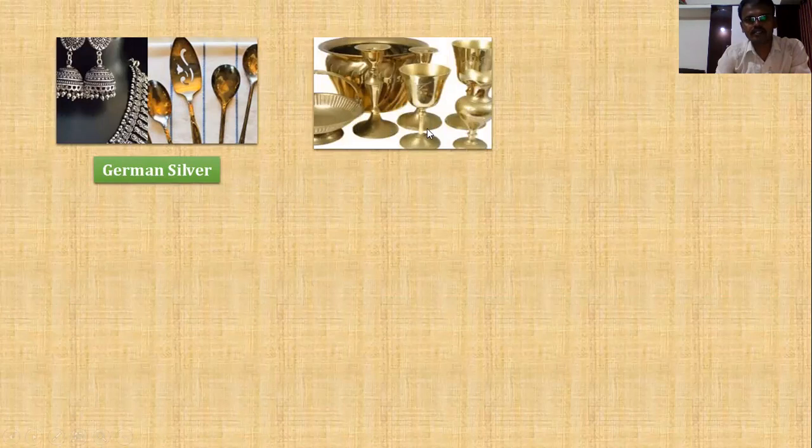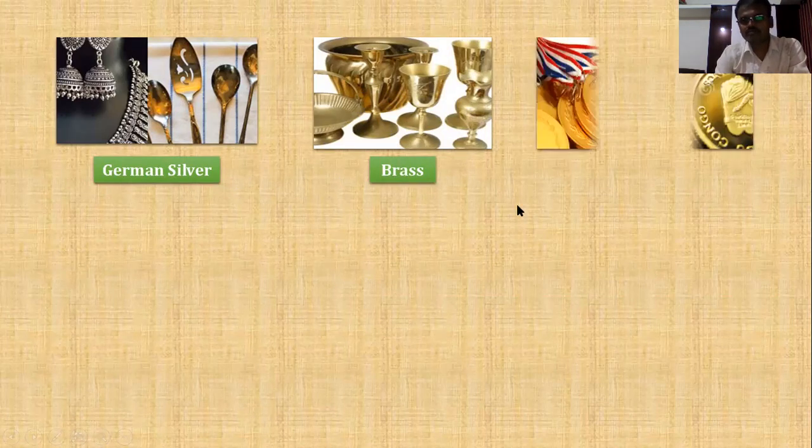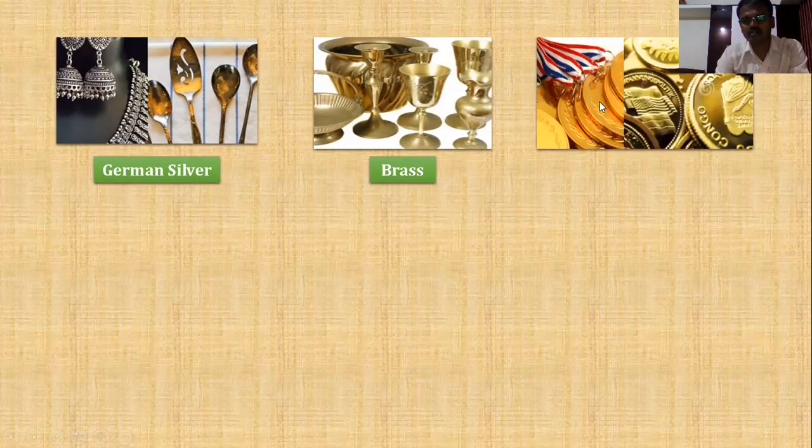Similarly, let me give you one more example. These are the articles made out of another important alloy of copper, that is brass. And you are very familiar with these articles which are used for puja, right? Similarly, you are also familiar with these objects, that is medals and coins. Do you know which is the alloy used generally for making coins and medals? Yes, bronze. That is another important alloy of copper. So German silver, brass, bronze, all these are alloys.